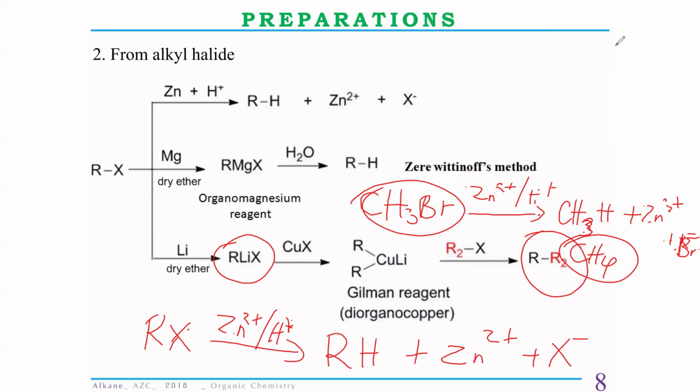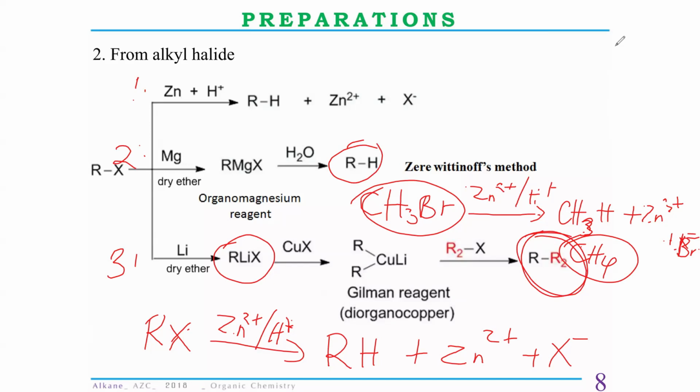So under alkyl halide, we have three ways. First, using this method, and then second, this one, and the last one, this. So this is how to get alkanes from alkyl halides. You see at the end here, we get alkanes. At the end here, we also get alkanes. And at the end here, we were able to get alkanes too.